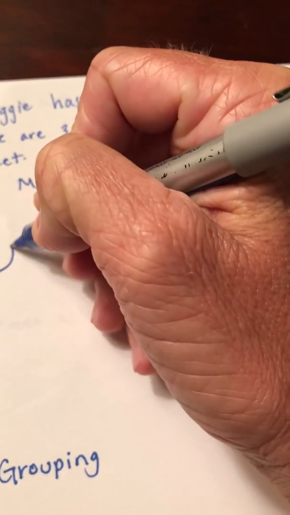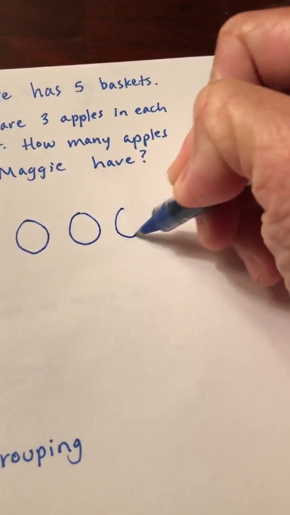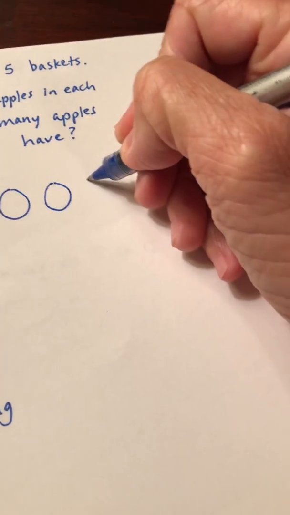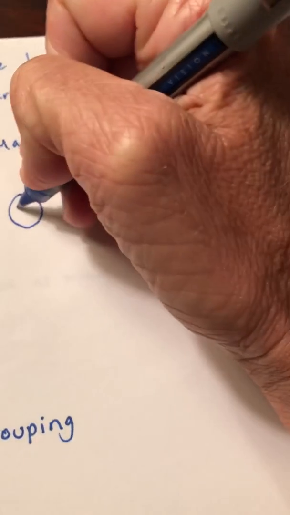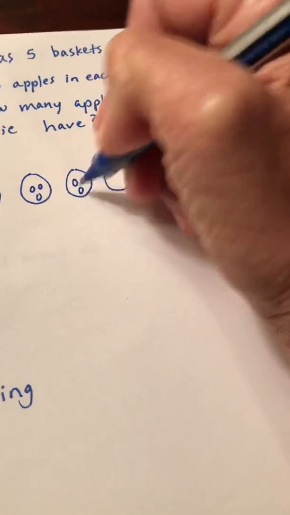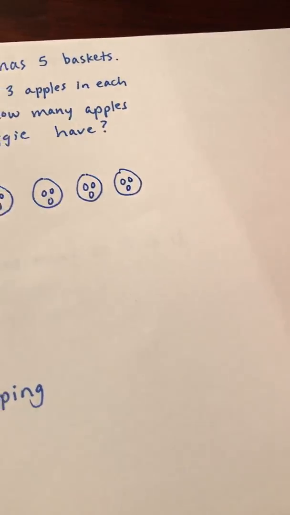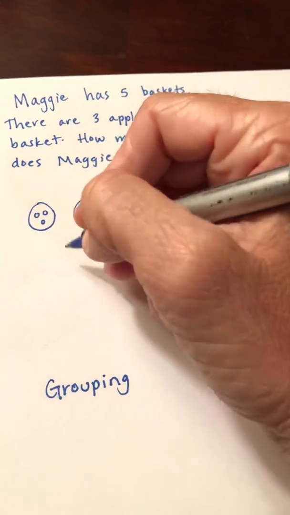So we would take circles to stand for our groups. In this case, our 5 baskets is going to be 5 groups. And in each one is going to be 3 things in each group. So 3 apples in each one of our groups. We want students to be able to model the picture correctly, drawing the correct number of groups and the correct number of things in a group. And then to be able to write a number sentence.